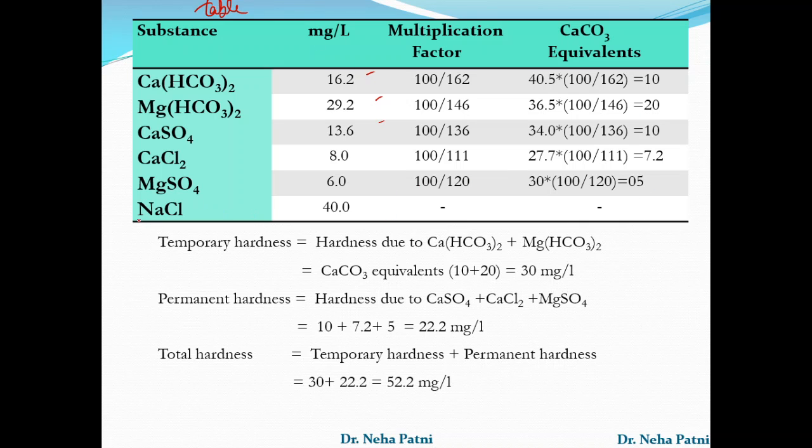Now here if you see, there is one more salt which is written, which is NaCl, and the amount is mentioned here. Now once you start calculating temporary and permanent hardness, I said that you have to first identify which salt is responsible for which type of hardness. Now when I come to NaCl, do you think it renders hardness? No, because hardness is a soap consuming capacity. It is the property due to which water does not give lather with the soap due to the presence of dissolved calcium and magnesium ions. Now NaCl is neither calcium nor magnesium, so it does not render hardness to the water.